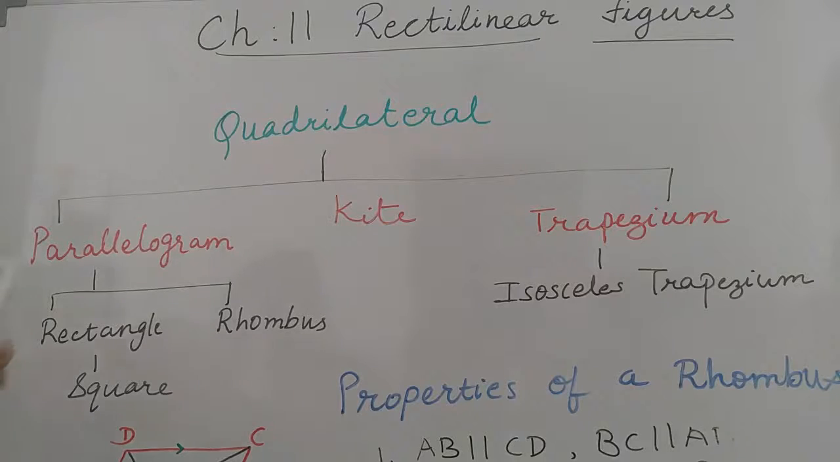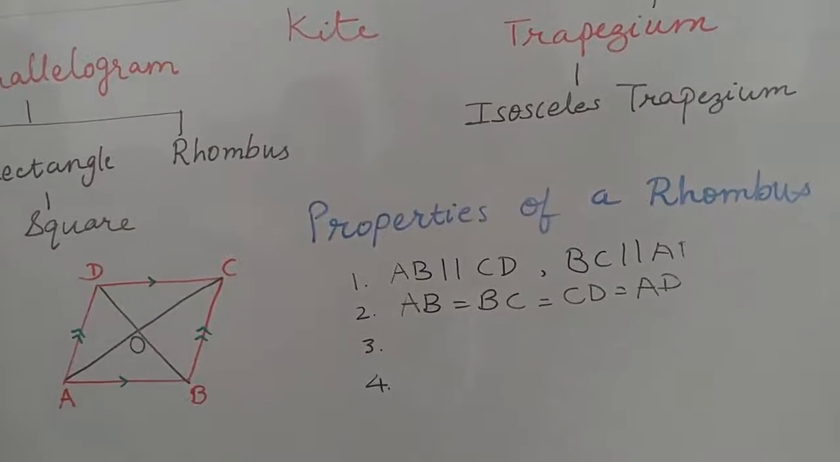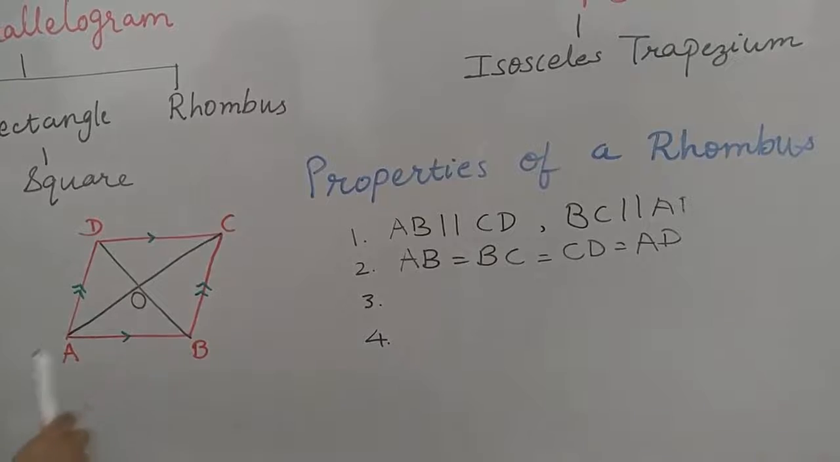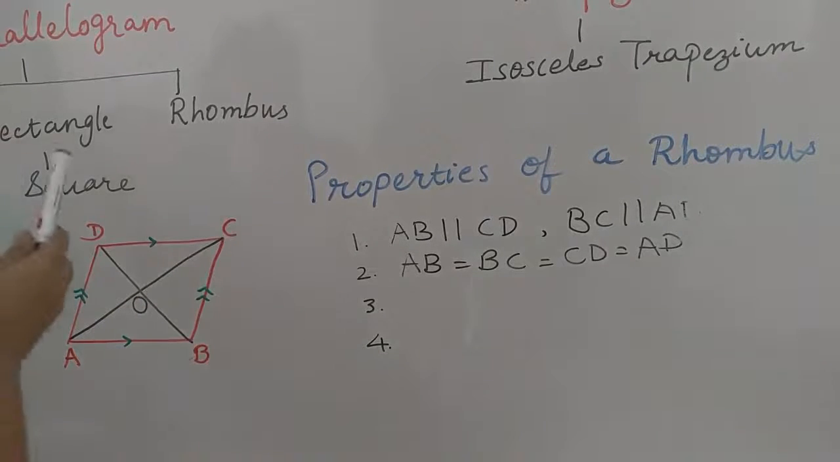Now we have studied the properties of parallelogram, rectangle and square. Next we are going to take the properties of rhombus. So here in the figure you can see a rhombus is drawn, A, B, C, D. This is the rhombus. Now from that table only we can understand it is one type of parallelogram.